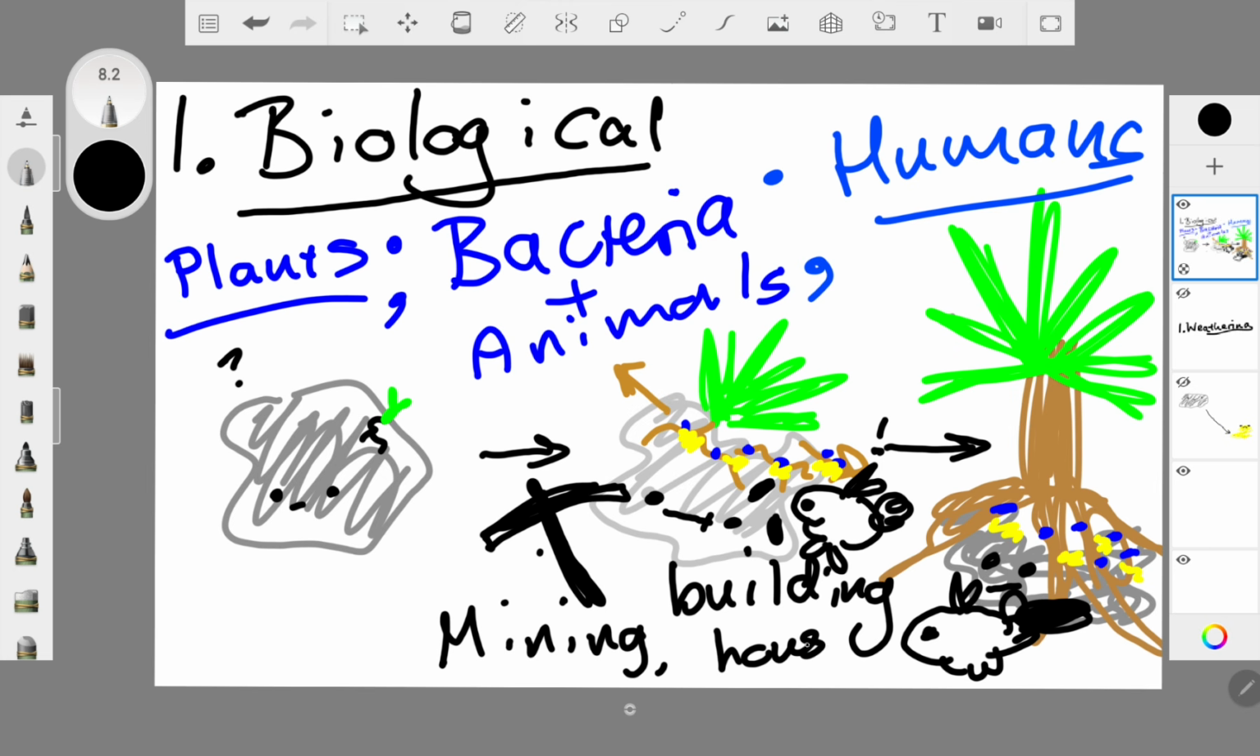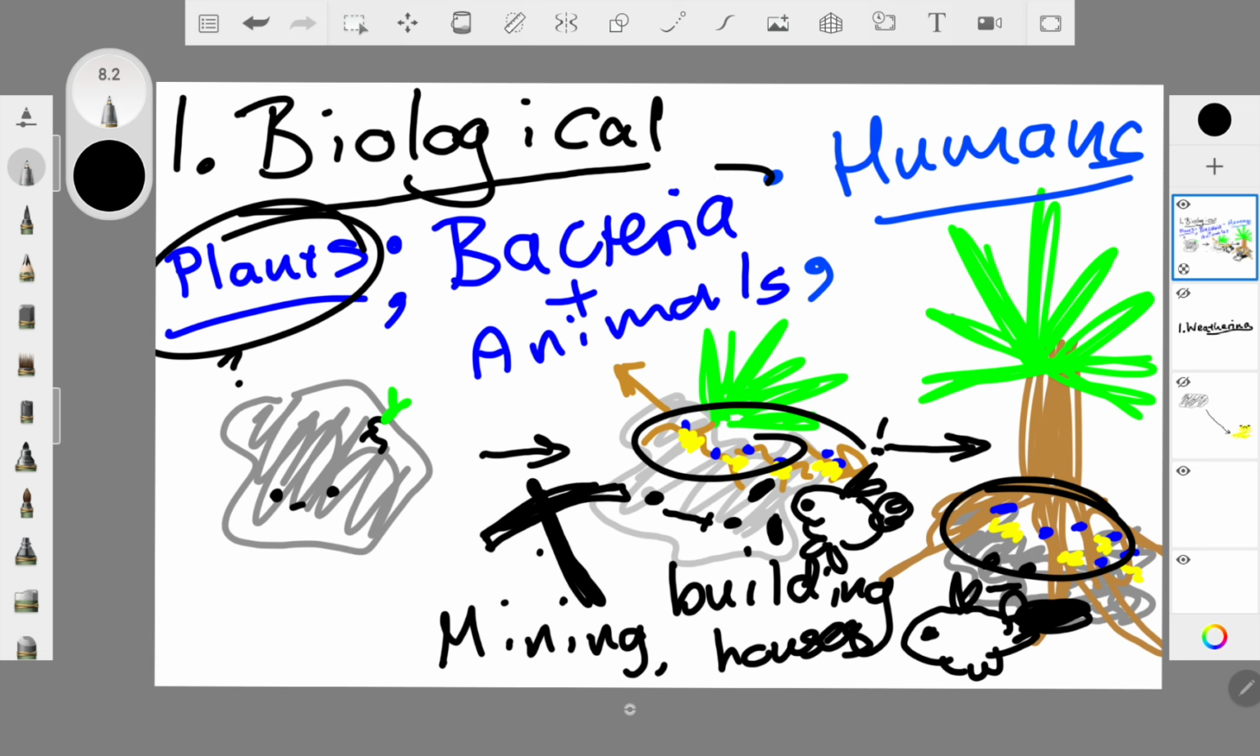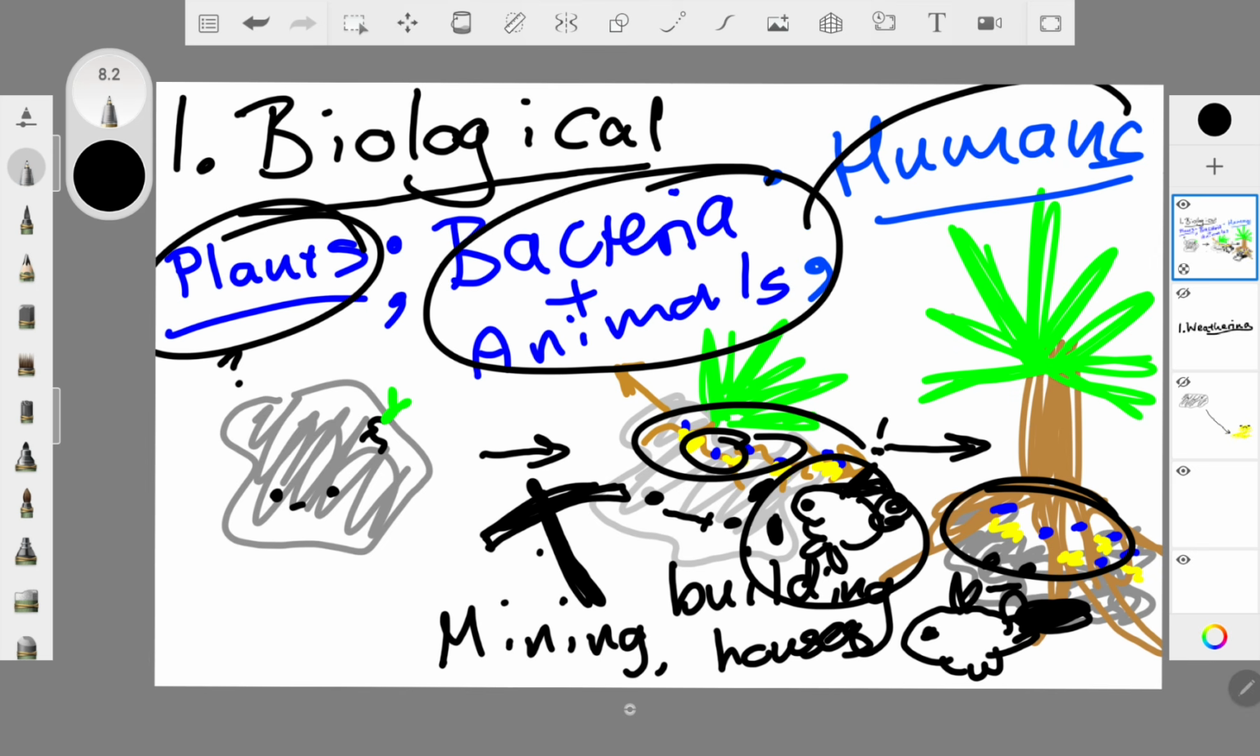These are all forms of biological weathering. Plants with their roots breaking rocks apart, bacteria and animals dissolving and breaking rocks apart, and humans mining rocks. Okay?